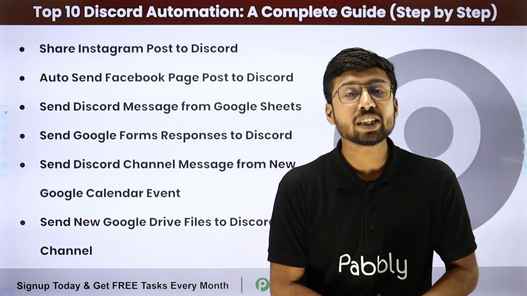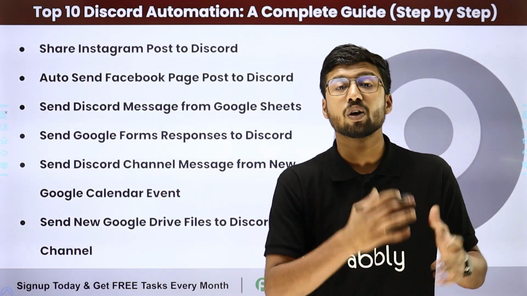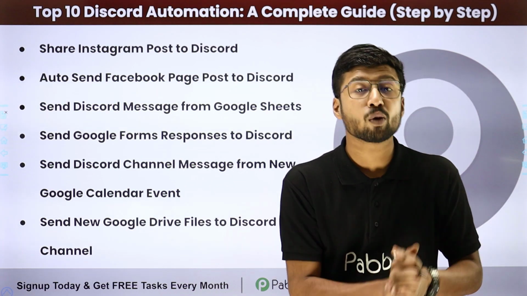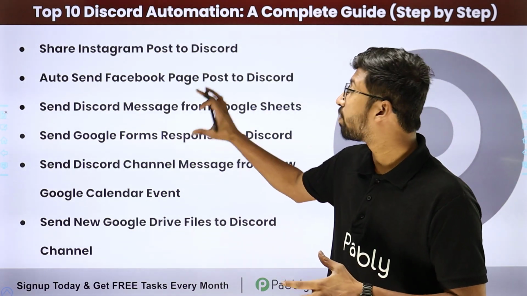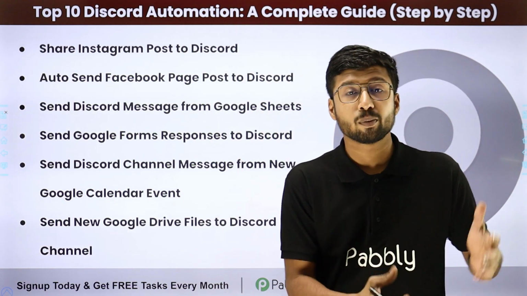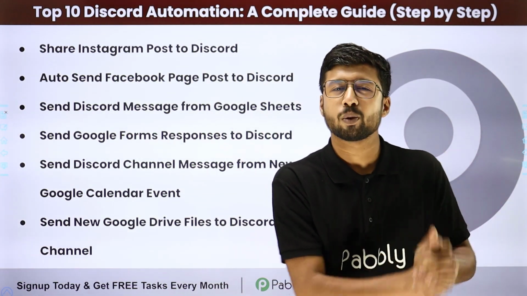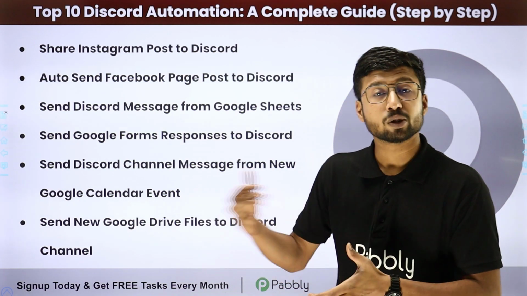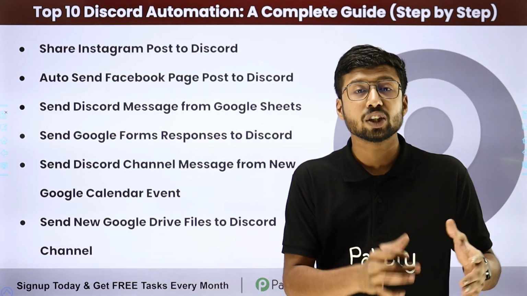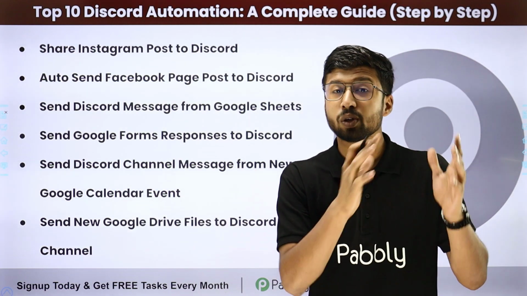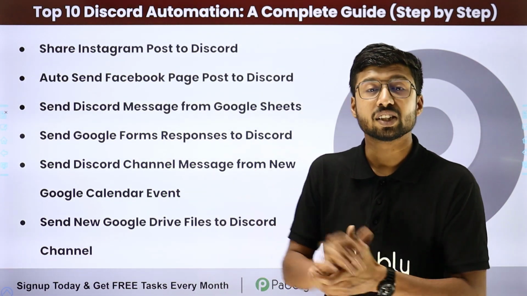So using these automations, you can automate the process of sharing a new post from your Instagram profile automatically on your Discord channel. Also, you can automate the process of sharing a new Facebook post. Like you share a new post on your Facebook page and automatically that same post will be shared on Discord. You can send Discord messages directly from the Google Sheet, like you add a new row of data into the Google Sheet and that data will be sent as a Discord message.